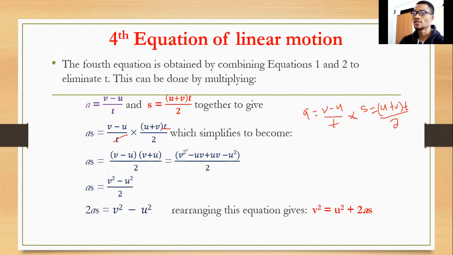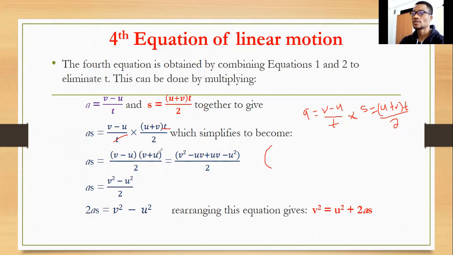We have v times v is v squared, v times u, we have uv. Let me just put it outside there for some of you that may be having questions. But if you're a good mathematics student, I think you understand how this is done.